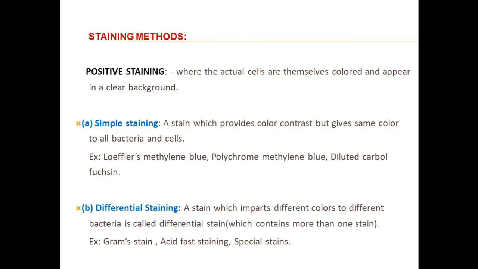background. So here we are trying to stain bacterial cells. The bacterial cells are taking up the stain and they are observed under a clear background, that is a bright background. This is mainly called positive staining.